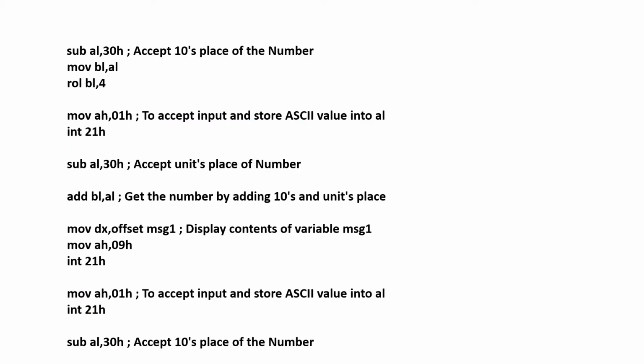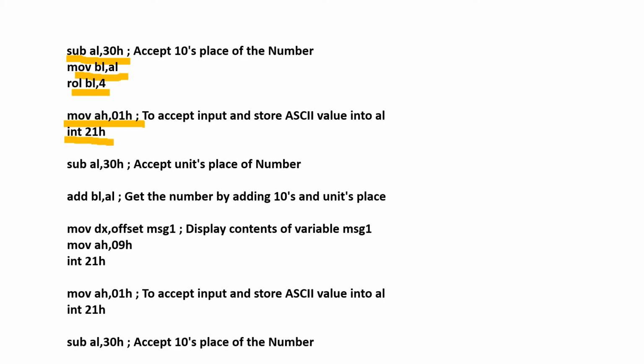Here we are giving 8-bit data. So we want to accept the first number as a tens place number. So we use sub al, 30h, mov bl, al, rotate left bl, 4. Then we get the first number, it's a tens place number. Then we want to accept the ones place number. So again we use mov ah, 01h, int 21h.